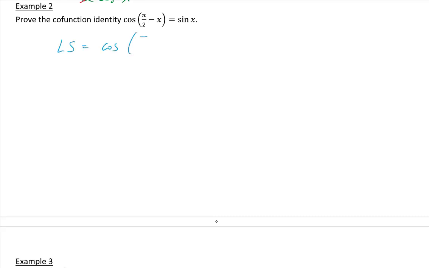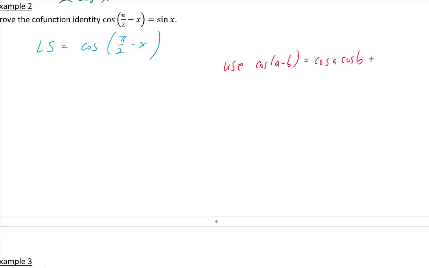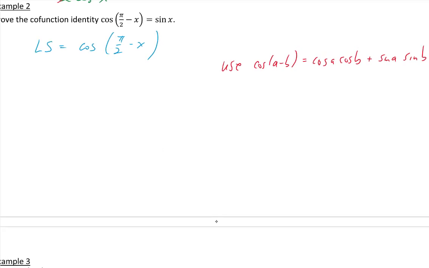So I have cosine of pi over 2 minus x. I'm going to use my compound angle identity for cosine A minus B. Using that identity, I end up with cosine of pi over 2 cosine of x plus sine of pi over 2 and sine of x. Next, we're going to evaluate cosine and sine of pi over 2.